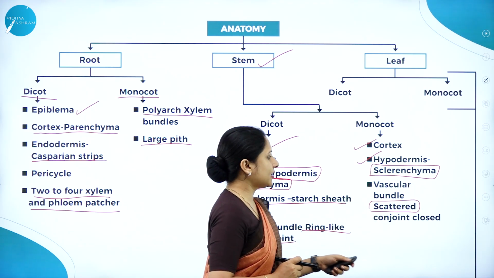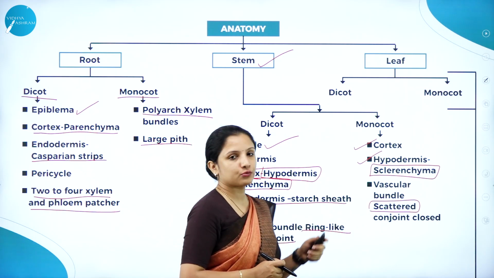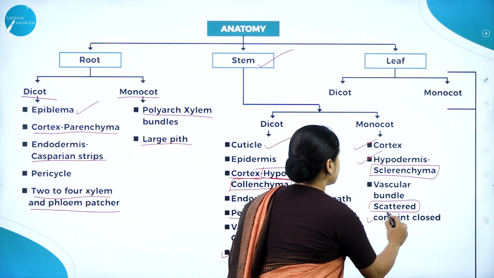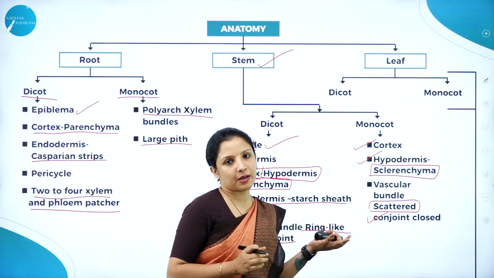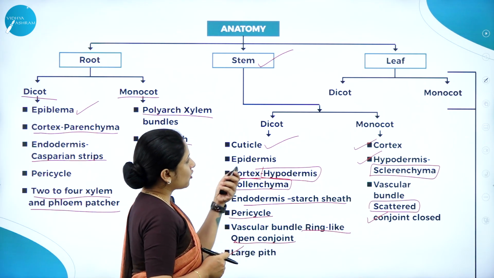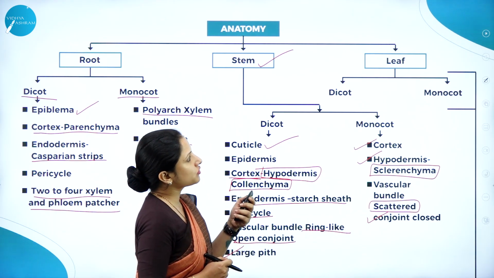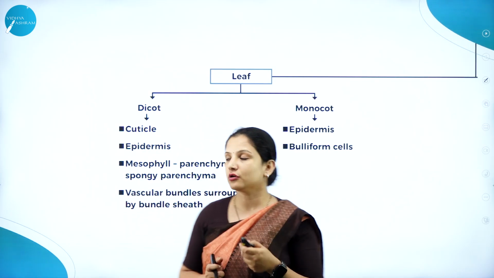Next, the type of vascular bundle that they have is conjoint closed. So conjoint closed vascular bundle means there is no cambium ring between the xylem and the phloem. So this is about the dicot and the monocot stem. Next, moving to dicot and monocot leaves. So let's look into them. That is dicot and monocot leaf.